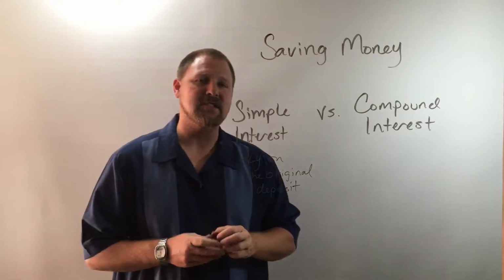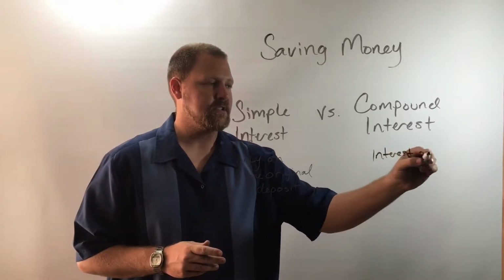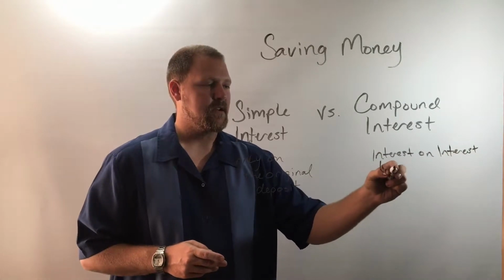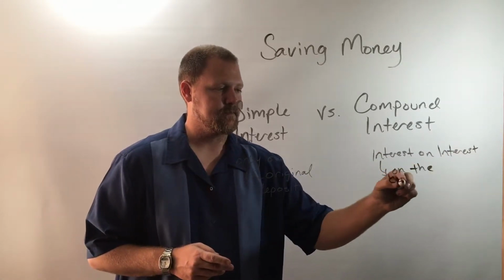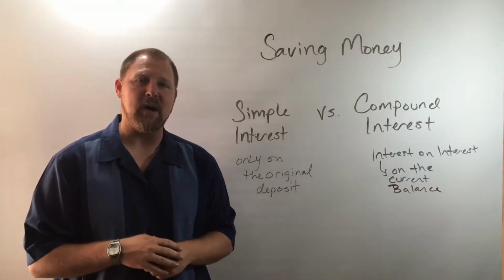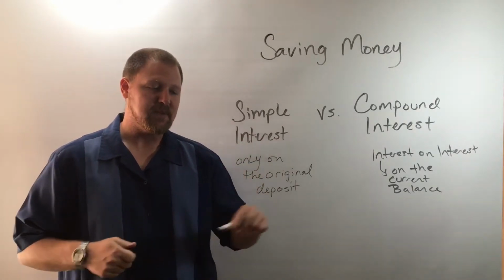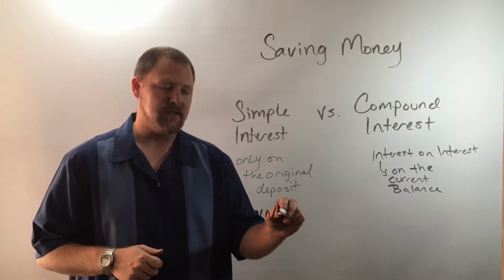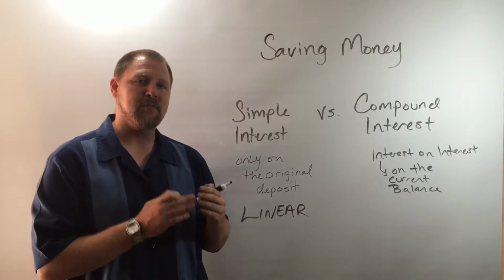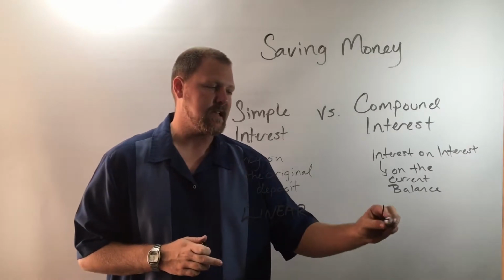And then compound interest, I like to use the phrase it's interest on interest, or it's interest on the current balance. Now what that means here is interest on the original deposit. You find the interest on that original deposit and then you add that value each year, which means simple interest is a linear model. And then compound interest means you're finding the interest for 1 year and then using that number to find the interest on another year, which means that this is an exponential model.